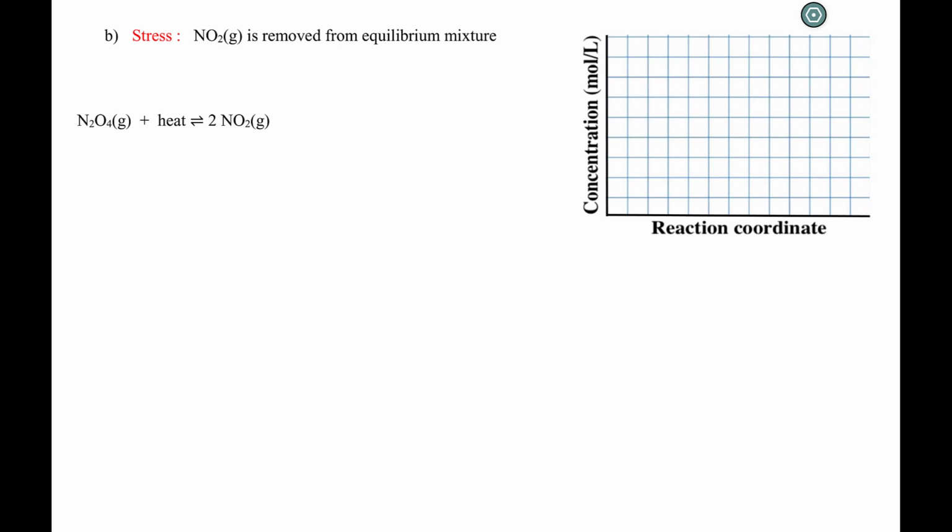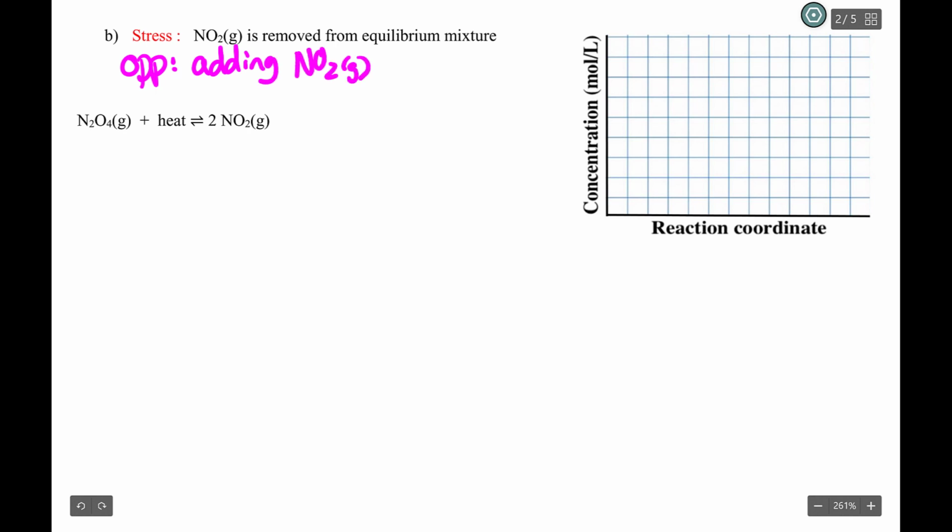Okay, so in our next question, we're going to do the opposite of adding, which of course is removing. We're using the same equation, so we're familiar with it. So let's read the stress. NO2 is removed from the equilibrium system. So the system wants to do the opposite thing. Well, what's the opposite of removing NO2? It would be adding NO2 gas.